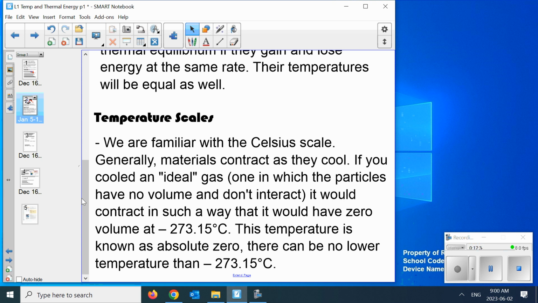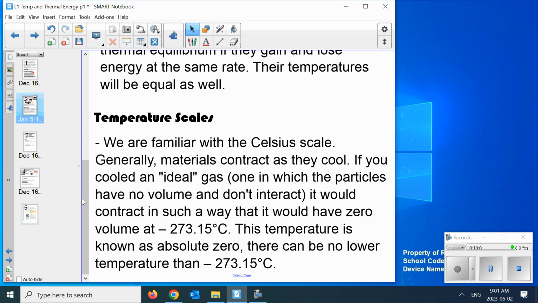It would contract in such a way that it would have zero volume, get smaller, so that a balloon, as you cool it off, will shrink. You've probably seen this before. Well, at negative 273.15 Celsius, that's as cold as it gets. It would shrink down to no volume. Also, that means that, in theory, it would have zero movement, no more vibrations in the molecule.